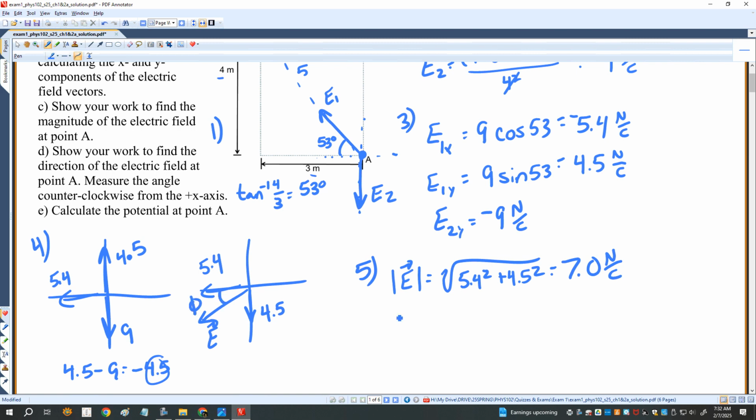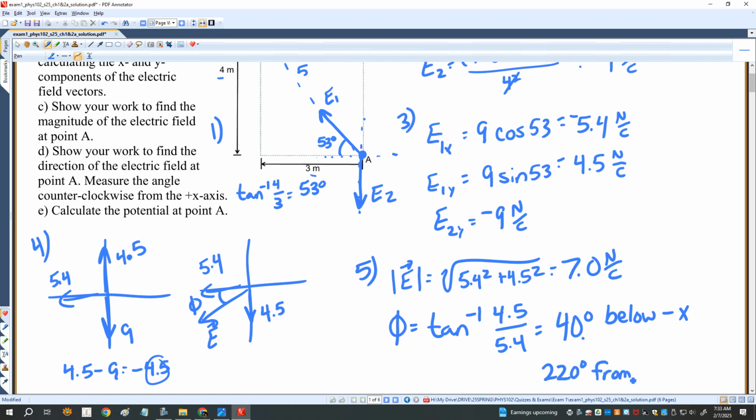Now I also want to know what this angle is. Phi is the inverse tan of the opposite over the adjacent. That's 4.5 over 5.4. I get 40 degrees. So that is 40 degrees below the negative X, or you could say 220 degrees from the positive X. That would be this angle. Either one of those answers would be correct.